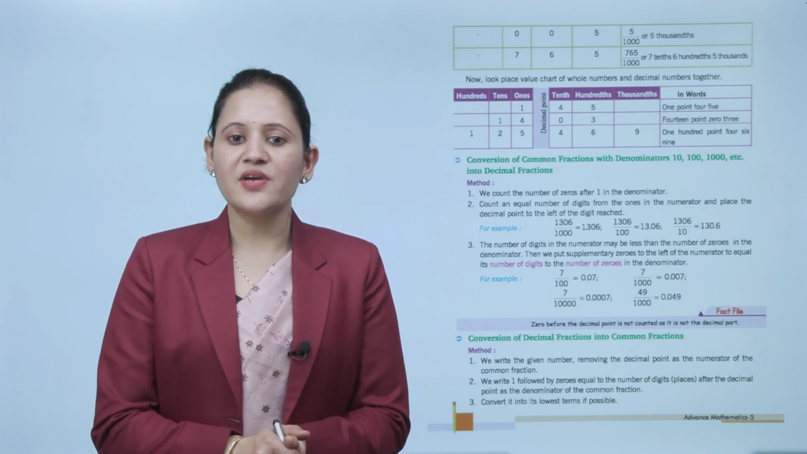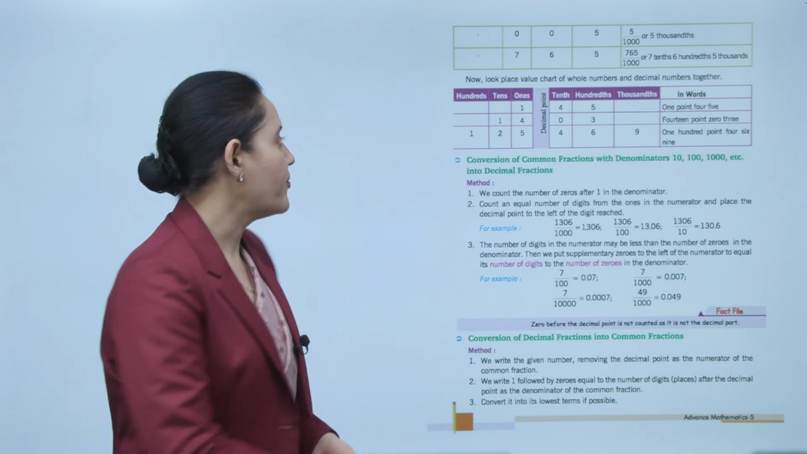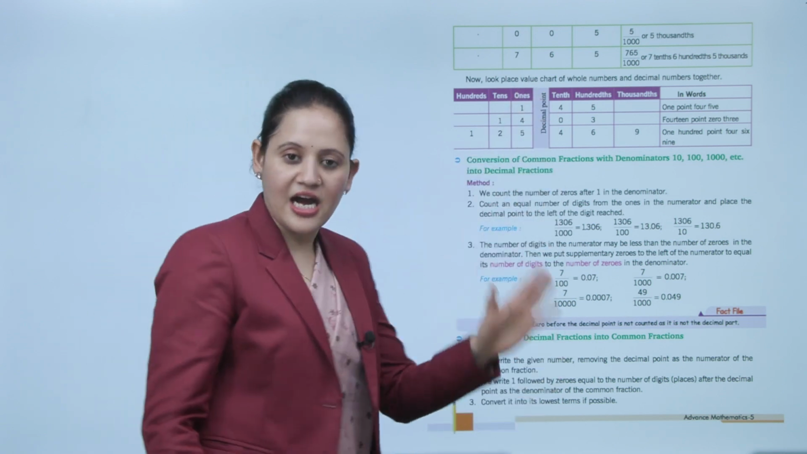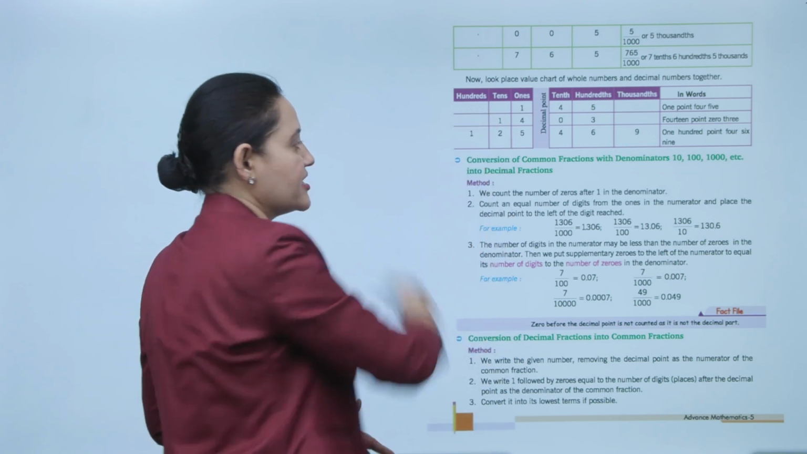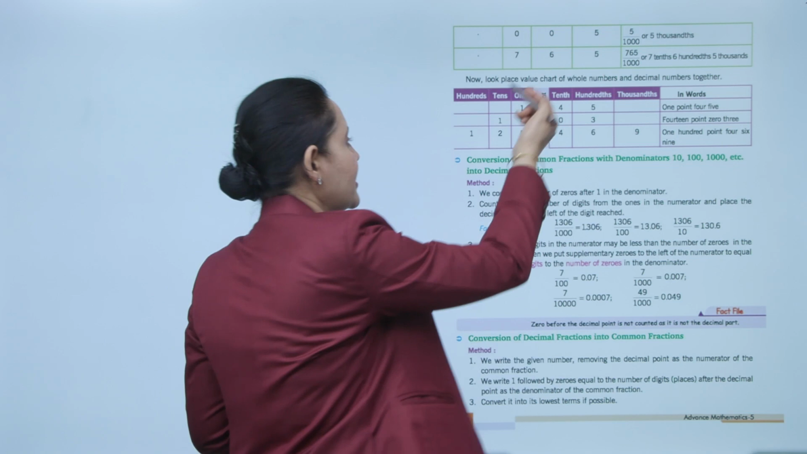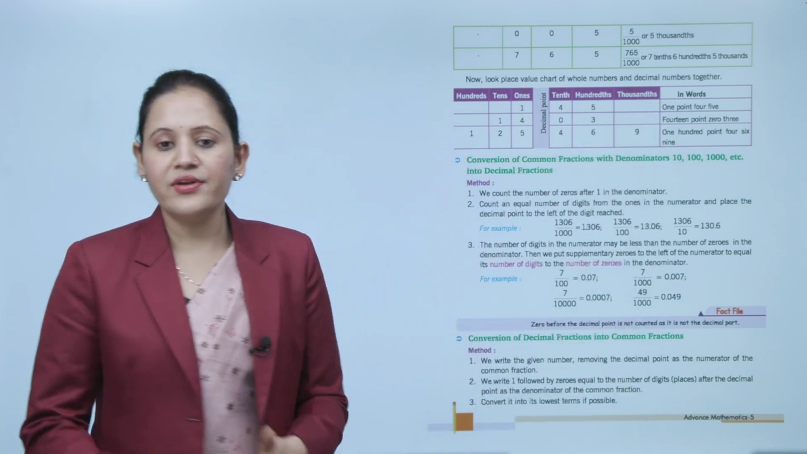Now look at the place value of the whole numbers and the decimal number together. Now this is the decimal point. Before the decimal point, that is on the left side, are ones, tens, hundreds, like this. And after the decimal point, first place is tenths, then hundredths and then thousandths. So how will we read?